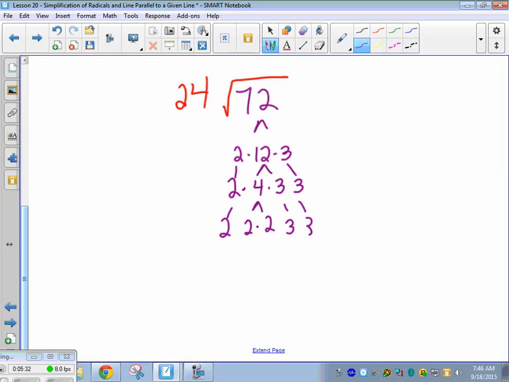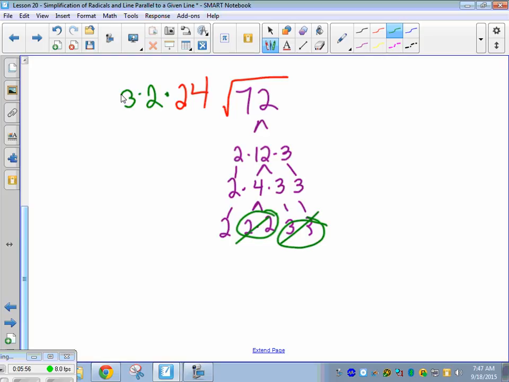So just to show you, if you can't always find that perfect square number. So which numbers have pairs? Okay, we have a set of 2's and a set of 3's. That really means I'm taking the square root of 4, and I'm taking the square root of 9. Okay, what's the square root of 4? 2. What's the square root of 9? 3. So each of the pairs leaves as 1.